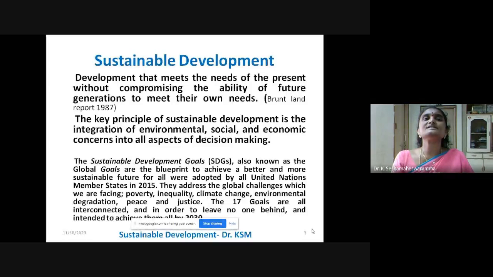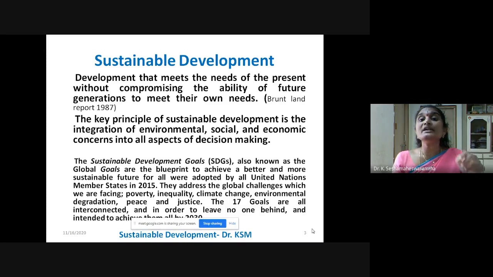Sustainable development is development that meets the needs of the present without compromising the ability of future generations to meet their own needs. Development that meets the needs of the present. Only needs, not greeds. Without compromising the ability of future generations to meet their own requirements.